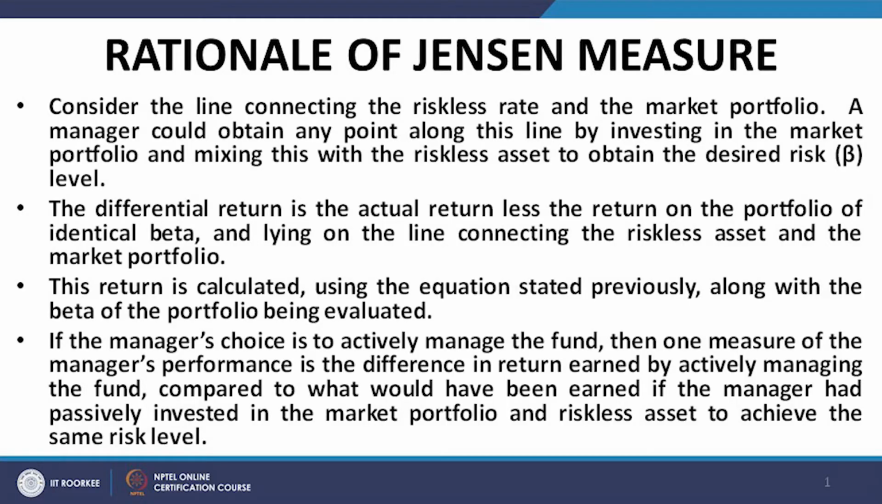The rationale of the Jensen measure, as I explained just now: suppose we consider the line joining the riskless asset and the market portfolio, then a portfolio manager could obtain any point along this line, the line F M, by investing in the market portfolio and mixing this with a riskless asset to obtain the desired beta level. The differential return is the actual return on the portfolio P, that is the target portfolio, the portfolio being evaluated, less the return on the portfolio of identical beta, that is the portfolio Q, lying on the line connecting the riskless asset and the market portfolio, that is the line F M.